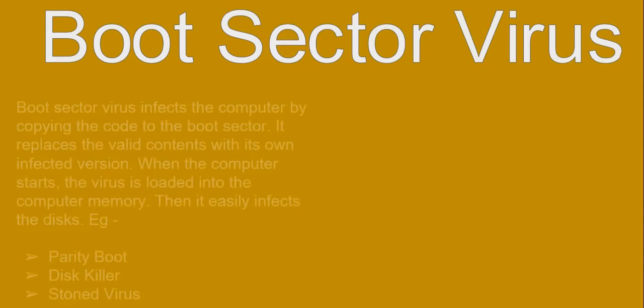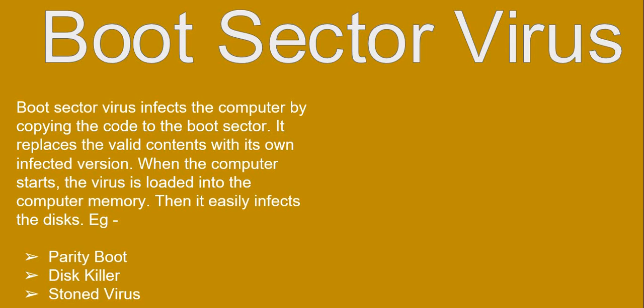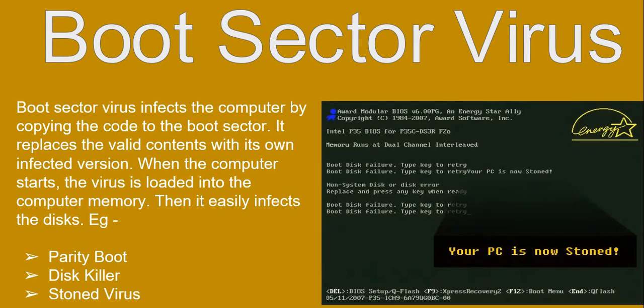Then, boot sector virus. Boot sector virus infects the computer by copying the code to the boot sector. It replaces the valid contents with its own infected version. When the computer starts, the virus is loaded into the computer memory, then it easily infects the disks. Parity boot, disk killer, stoned virus are the examples. Look at the image. Your PC is now stoned.